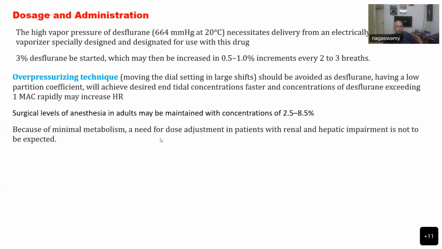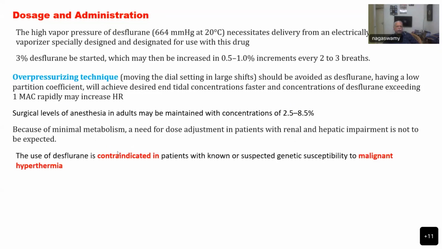Because of minimal metabolism, need for dose adjustments in renal and hepatic patients is not expected. So you can use it at the same concentration even in patients with CKD or hepatic disease. And use of Desflurane is contraindicated in patients with malignant hyperthermia. So this is also an agent like halothane which can trigger malignant hyperthermia. So don't use it in a patient who has a family history suggestive of MH.